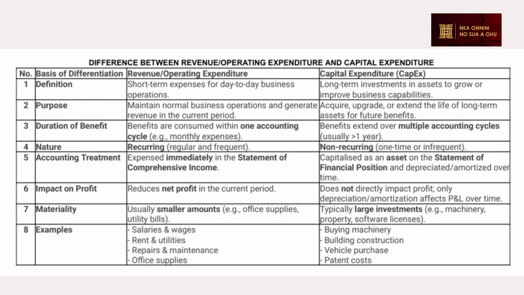Now let's look at some of the typical examples of revenue or operating expenditure that you would find. We have something like wages and salaries, something like office supplies, something like repairs and maintenance, something like cost of goods sold, right, which will come into the statement of comprehensive income. So all of these expenses will be reported in the statement of comprehensive income.